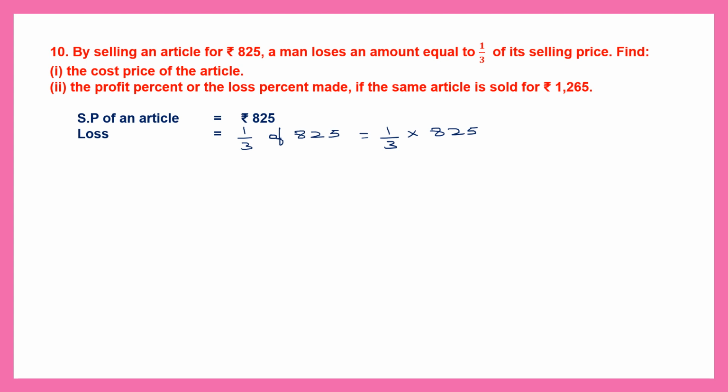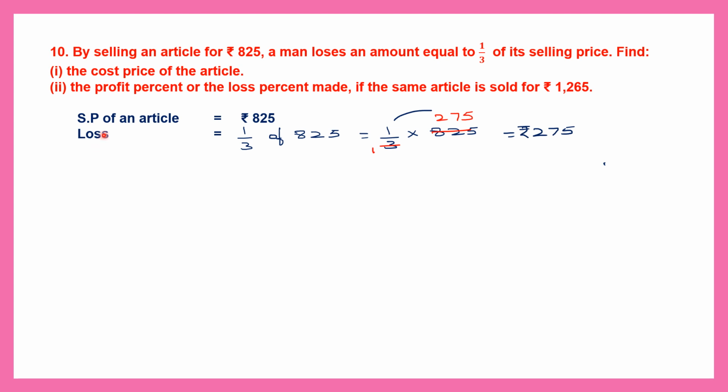So let's divide 825 by 3 and see what we get. 825 divided by 3. 3 twos are 6, minus, 22. 3 sevens are 21, minus, 1. Bring down 5, 15. 3 fives are 15. So what is our quotient? 275. So 3 ones are 3. 3 into 275 will give us 825. So when we multiply the numerators, we get 275. So the loss has been 275 rupees.